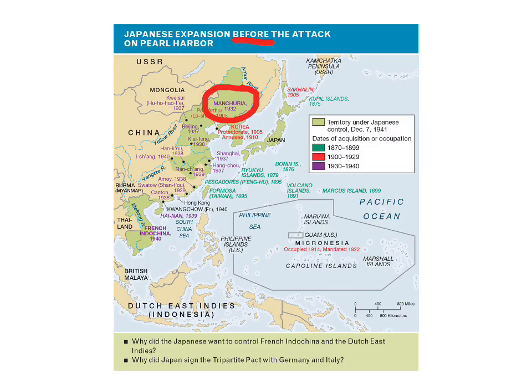This is a map of Asia, and you can see in green the areas of Japanese expansion before the attack on Pearl Harbor.